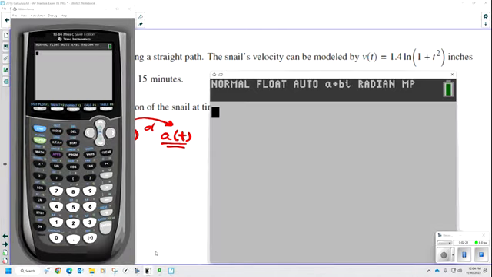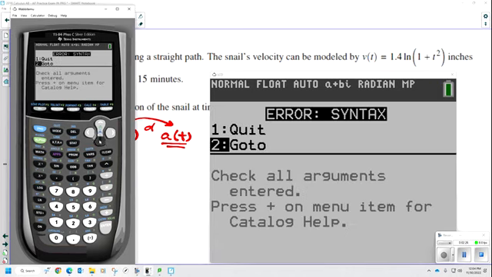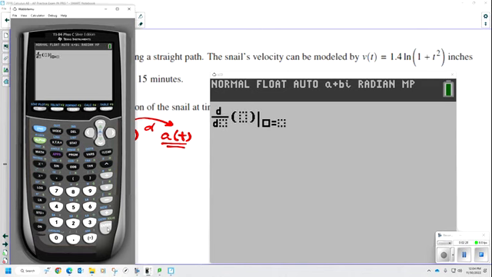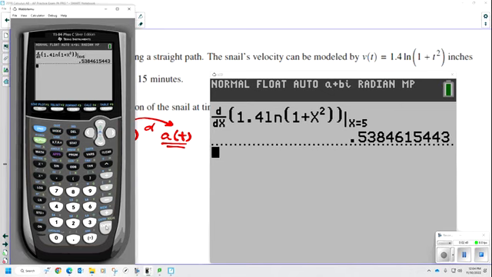Here we go. I'm going to go to Math 8. I feel like I use, yeah, that's an error. I feel like I use the integration a lot in the calculator, but not the derivative function. So I'm going to take the derivative with respect to x of my velocity, 1.4 ln of 1 plus x squared, because we're not going to use t. In the calculator, at what value of x? 5. And that's it, 0.538.